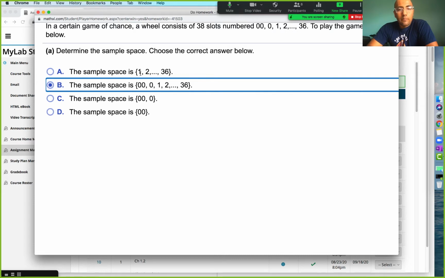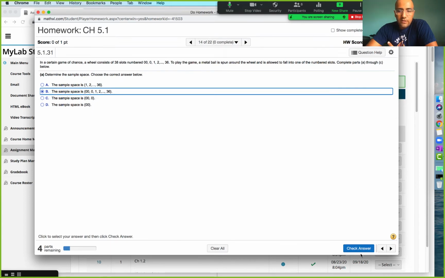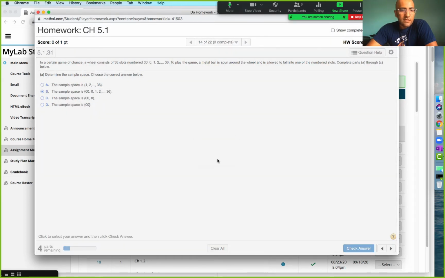Option A is wrong because it's missing the other options of 0 and 00, right? Those are marked little indicators in the roulette, 0 and 00. Good. And these two are wrong because these are saying that these are the only options, that the ball could only land on 00 or 0. And this one is saying that the game is rigged so that it only lands on 00. Okay, is it clear why option B has to be the answer to part A? What is the sample space? We're good? Okay, so let's check answer. Fantastic, well done. Part B.